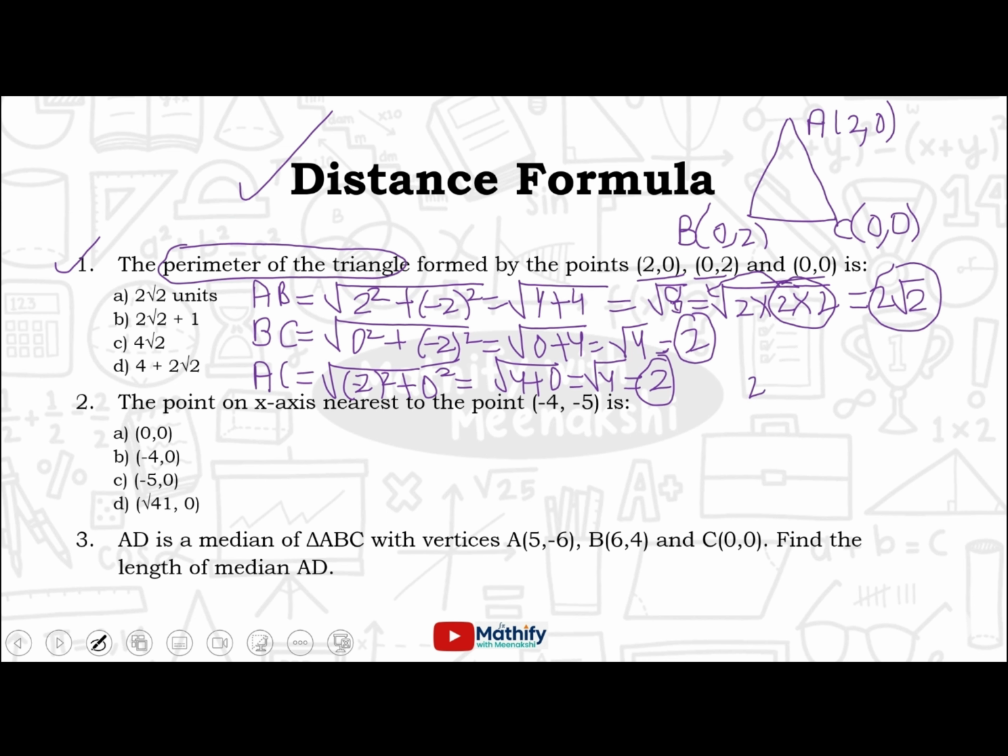2 plus 2 plus 2 root 2. And 2 plus 2 is 4. 4 plus 2 root 2 is the answer. 4 plus 2 root 2 units. Let's move to question number 2.